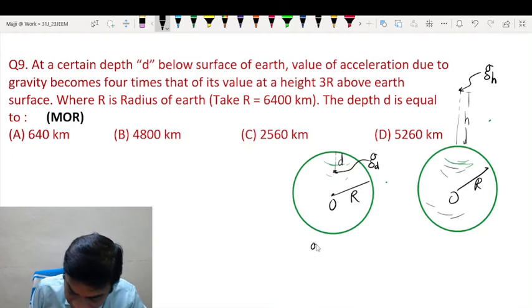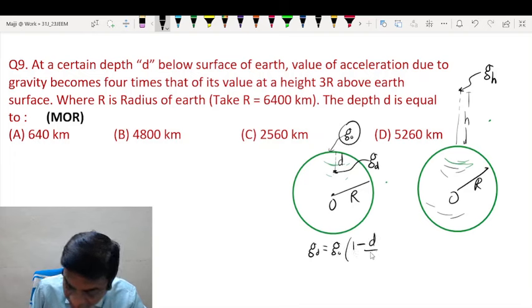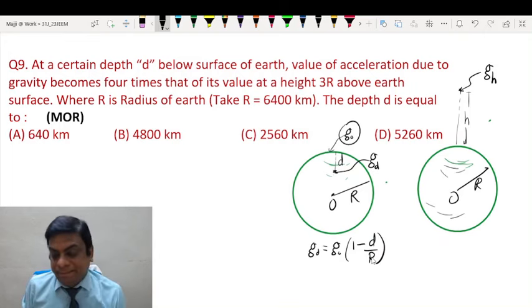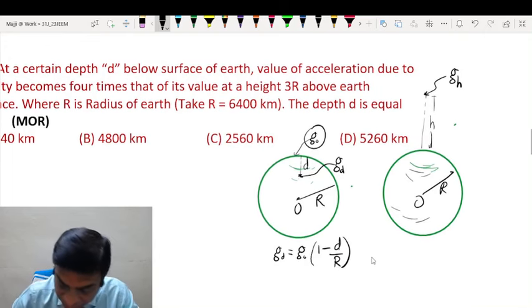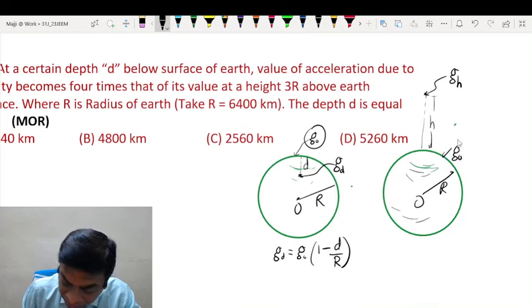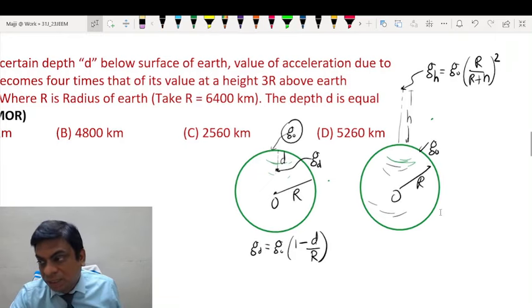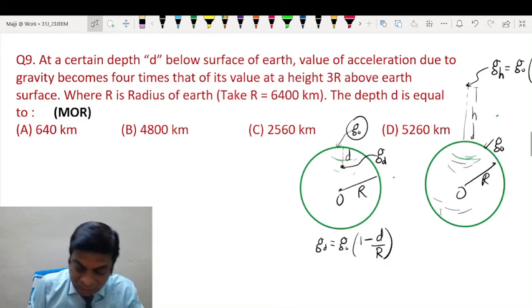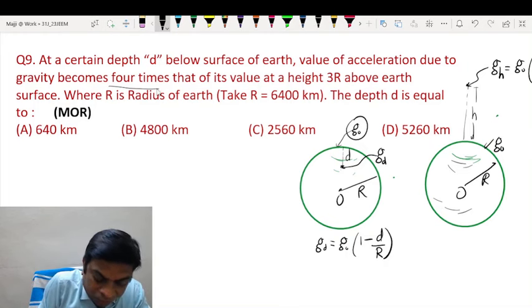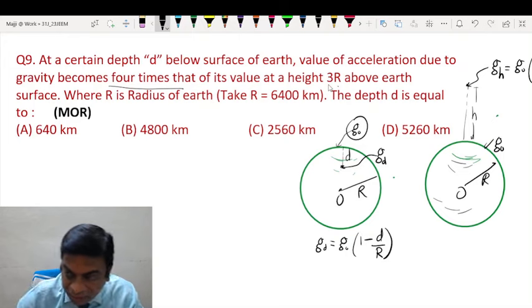Now the formula says g at a depth d is given by, if you take g naught as the acceleration due to gravity on the Earth's surface, then it is g naught into 1 minus d by r. You should memorize this formula, students. Similarly, g at a height h is given by g naught into r upon r plus h whole square. This is the exact formula. As per the question, the acceleration due to gravity at a depth d is 4 times that of its value at a height 3r.